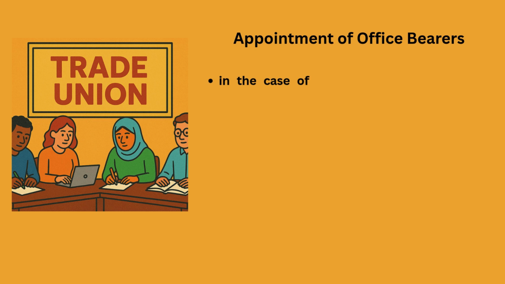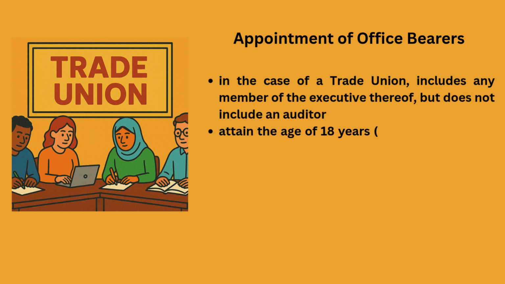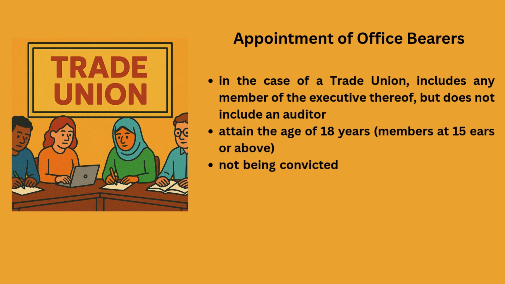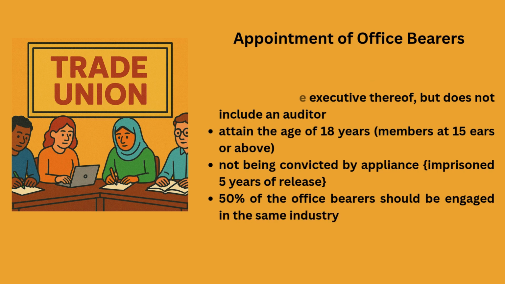The eligibility criteria for being an office bearer in the case of a trade union includes any member of the executive thereof, but does not include an auditor, and a person can be disqualified if he has not attained the age of 18 years or has been convicted in an Indian court for a crime involving moral wrongdoing and sentenced to prison, unless 5 years have passed since their release. And 50% of the office bearers should be engaged in the same industry.